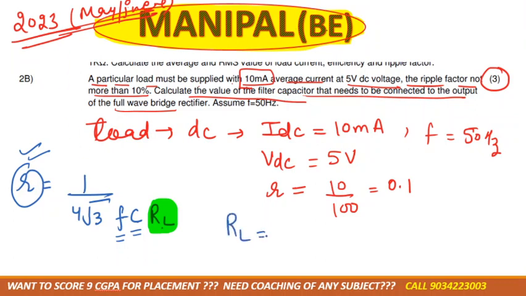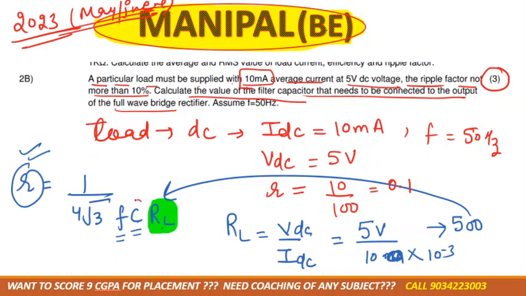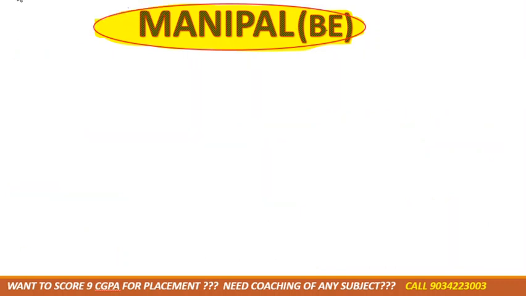So R_L is how much according to Ohm's law? V by I. So it would be V_DC divided by I_DC. V_DC is given, I_DC is also given. You can convert it into the standard unit. After solving, we'll get R_L is equal to 500 ohm, right? So we can substitute the value of R_L over here, then we'll get C.